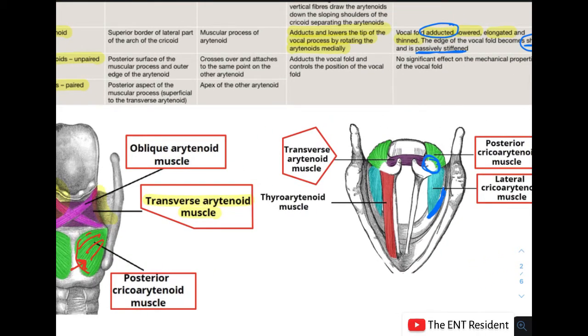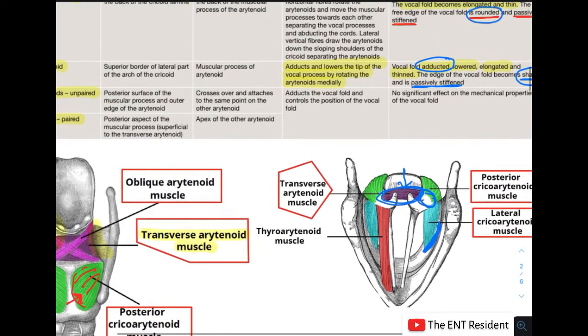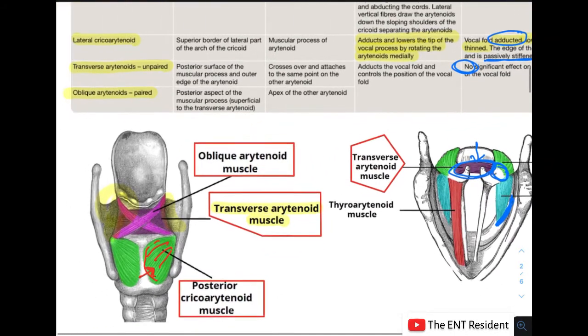If you see in the second picture, you can appreciate it. This is the transverse arytenoid muscle. It extends from one arytenoid to the other arytenoid. The function of this muscle is that it helps in adducting the vocal fold and controls the position of the vocal fold. This muscle does not have much effect on the vocal fold mechanical properties.